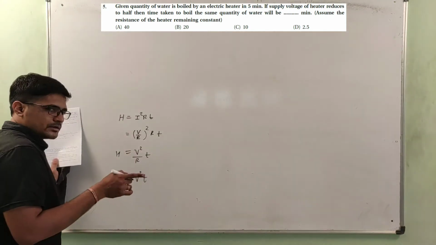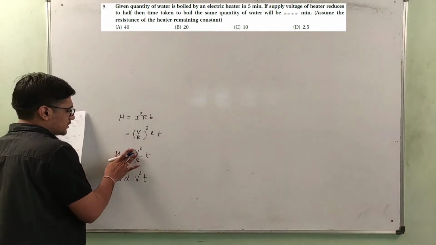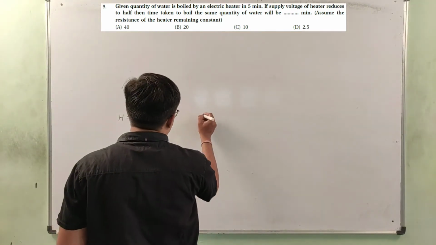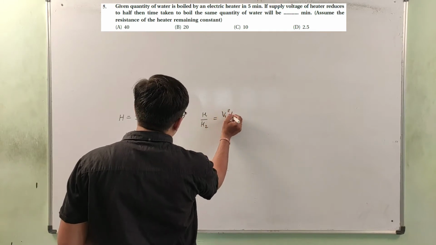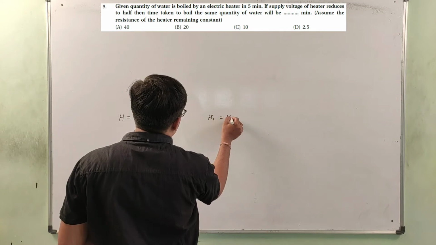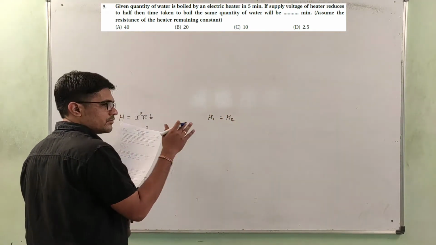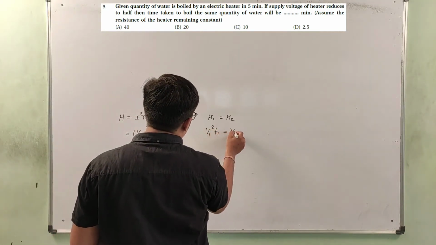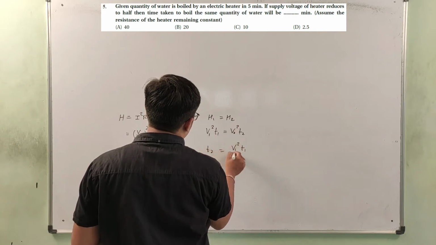The resistance of the heater remains constant for both the cases. So as H is proportional to V square into T, H1 by H2 is equal to V1 square into T1 over V2 square into T2. The amount of heat required to boil the water is the same because the quantity of water is the same in both cases. So V1 square T1 is equal to V2 square T2, so T2 is equal to V1 square T1 by V2 square.